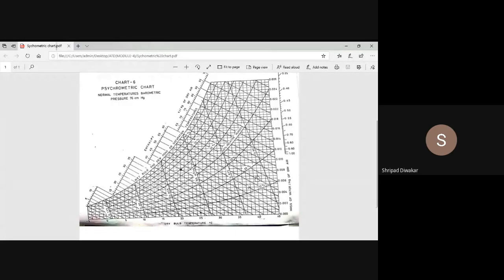Any doubts in relative humidity? No, sir. Okay. Next, after that, you have to find out specific volume. You see, there are broader lines, 1, 2, 3, 4, 5, and 6. There are only 6 lines. These are called specific volume lines. This is the specific volume of the moist air, and it is expressed in meter cube per kg.